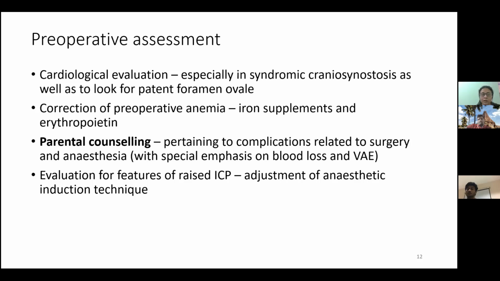One thing that I've not mentioned here is that involving a child psychologist in the team is also very important, because if the surgery is being performed in relatively older children, they often have psychological issues and an inferiority complex because of their appearance. So that has to be addressed adequately by a psychologist.